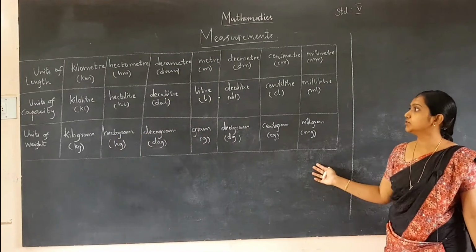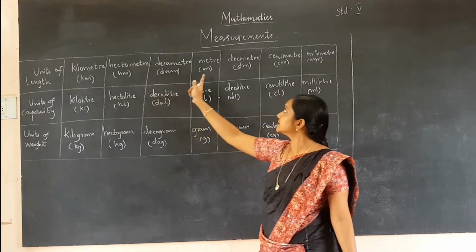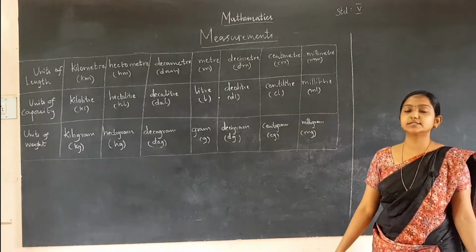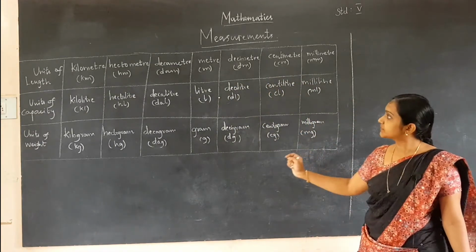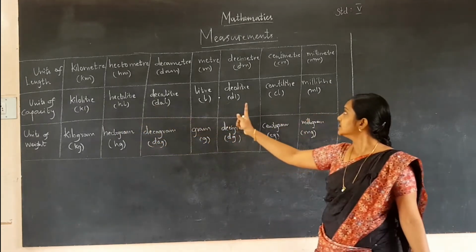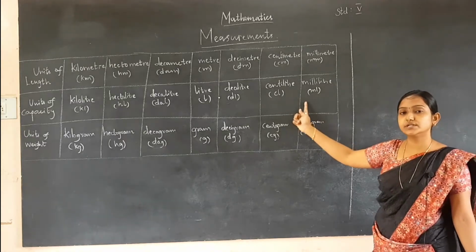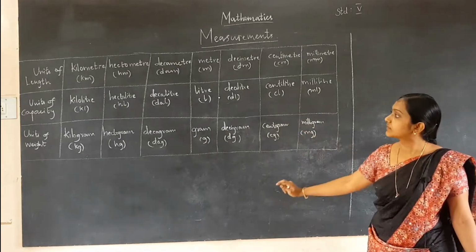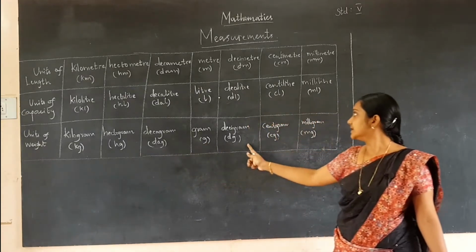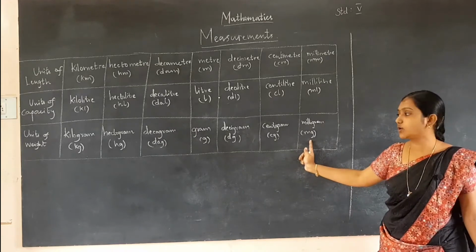These are all the units of measurement: kilometer, hectometer, decameter, meter, decimeter, centimeter, millimeter. All these are units of length. Kiloliter, hectoliter, decaliter, liter, deciliter, centiliter, milliliter. All these are units of capacity. Kilogram, hectogram, decagram, gram, decigram, centigram and milligram. All these are units of weight.